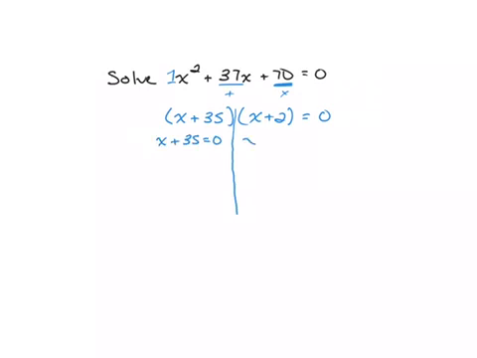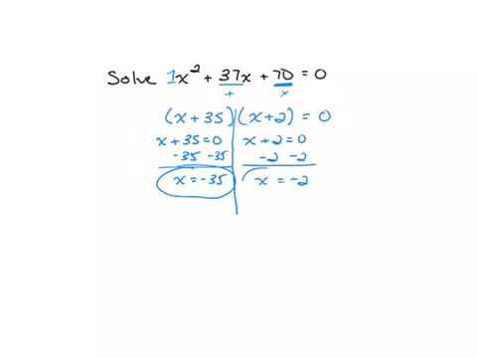and we solve each of them for 0. So here, x equals negative 35. And there, x equals negative 2. So those would be the two answers.